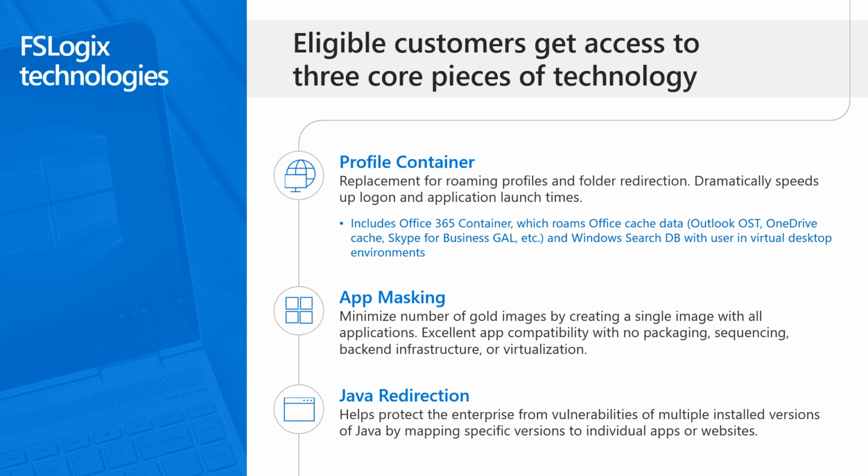Application masking, another core technology, allows you to minimize the number of golden images by creating a single image with all applications. It provides excellent application compatibility with no packaging, sequencing, back-end infrastructure or virtualization required. And Java redirection helps protect the enterprise from vulnerabilities of multiple installed versions of Java by mapping specific versions to individual apps or websites. So let's take a closer look at these core technologies.